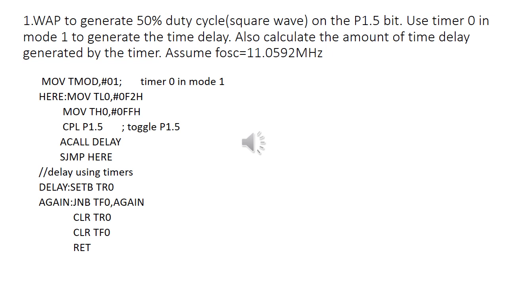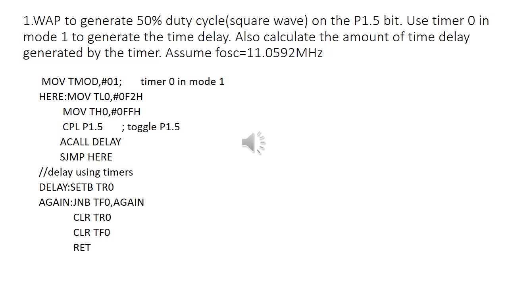The first problem is to write an assembly language program to generate a 50% duty cycle. A 50% duty cycle is nothing but a square wave in which the on period is exactly equal to the off period on the P1.5 bit. You should use timer 0 in mode 1 to generate the delay. Along with that, you should calculate the amount of time delay generated by the timer, and you should assume that the crystal oscillator frequency is 11.059 megahertz. So this is the problem.